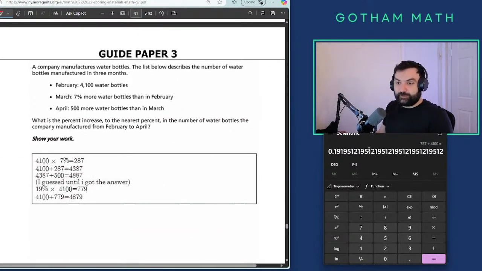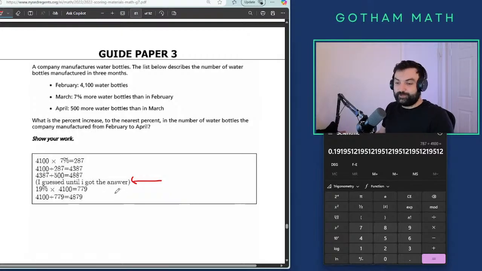Okay, next is the next answer. Found 7%, right? Added 500. I guessed until I got the answer. That's honest. That's how honesty looks. How about just writing the answer and not saying I guessed? Kind of letting the teacher make it out. I guess they kind of got 19%, but then they ruined it. This is pure honesty of a very, very honest student.